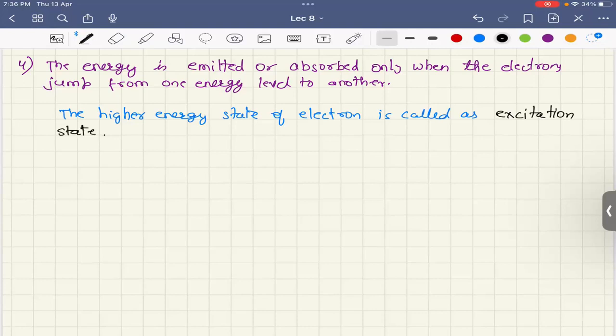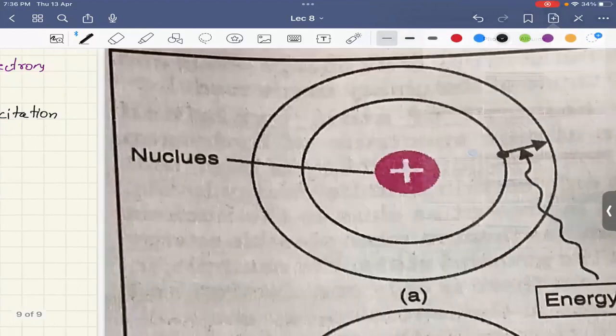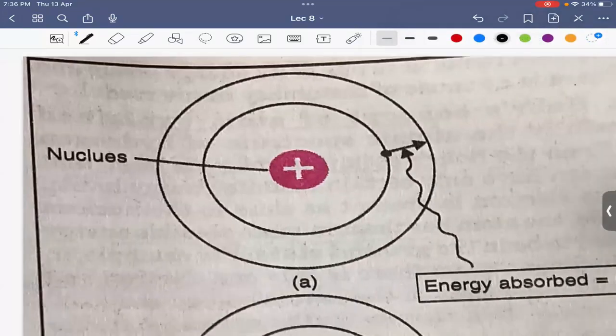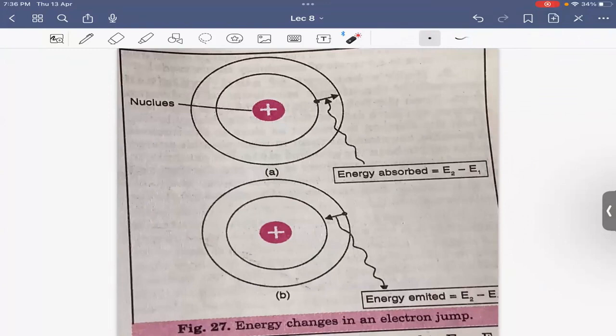Excitation state, right? For example, let me drag a figure. So let us consider this as a figure, right? So when electron absorbs, let's say for A, the figure explains the energy changes in an electron jump. So let us say this is the initial position of electron and the energy at this point is E1, right?